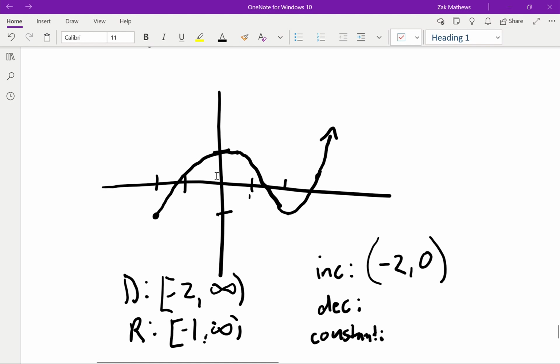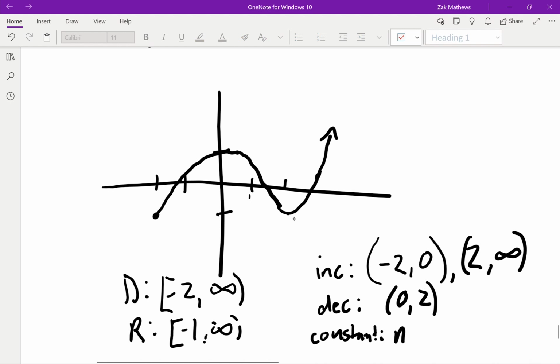Now, this is not the only interval for which the function is increasing. It's also increasing from here to here. So that starts at 2, and that goes on to infinity. So from 2 to infinity, it is also increasing. Notice I use parentheses again because we can only see motion between points. It's decreasing on the space between that. So from 0 to 2, the function is decreasing. And there are no regions, none, in which the function is constant. It never stays the same.